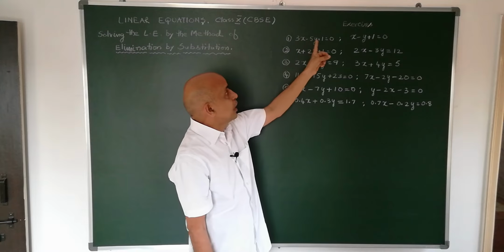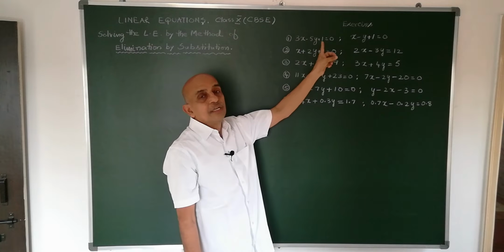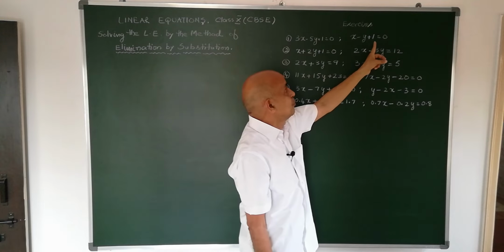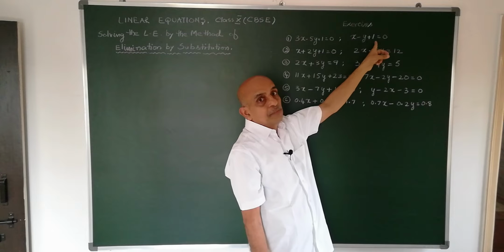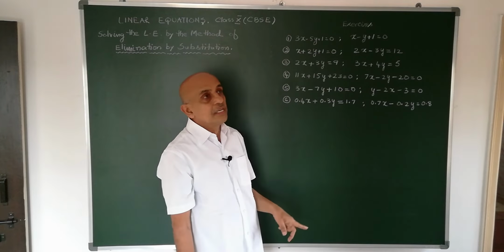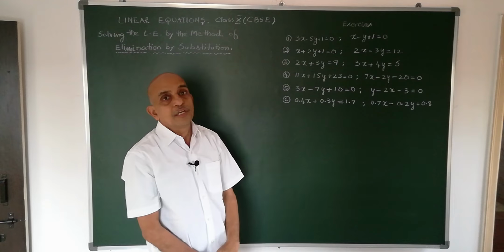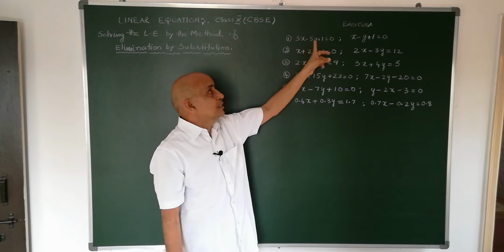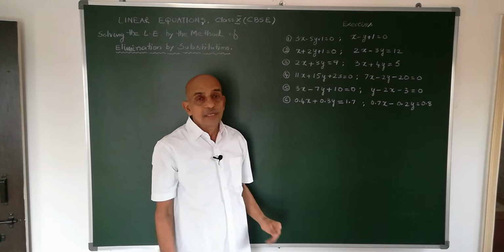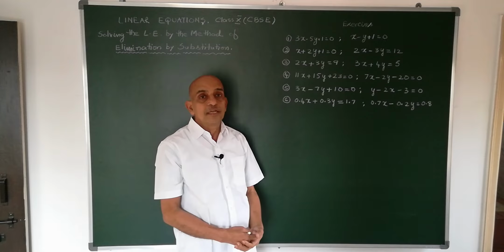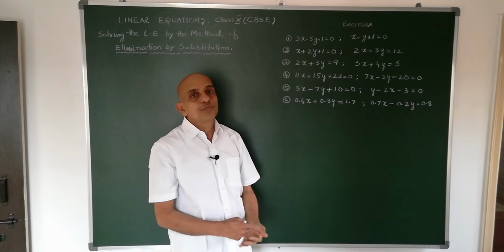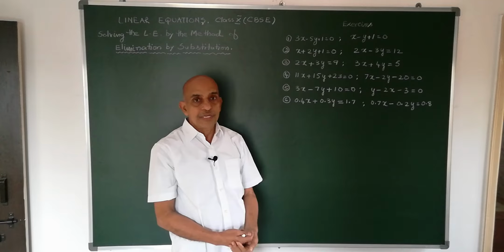Also, if you draw the graph of this equation, it always represents a straight line. This also will represent a straight line. Because it is straight, linear, we call them linear equations. All other equations where the powers of x and y are not 1 are called non-linear equations. So in this chapter, we are going to study linear equations.